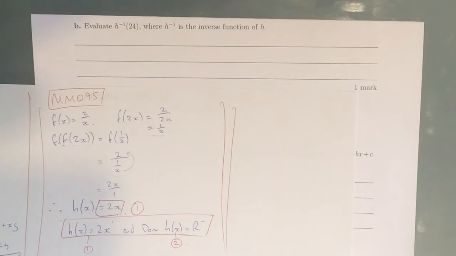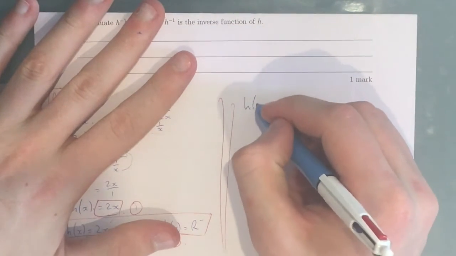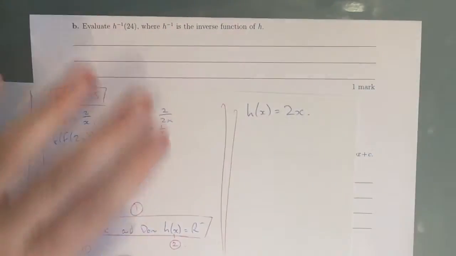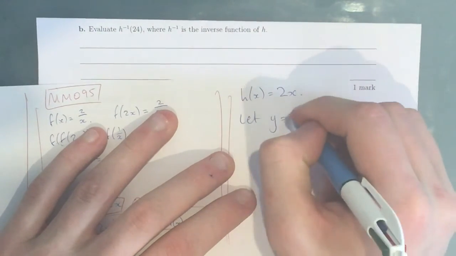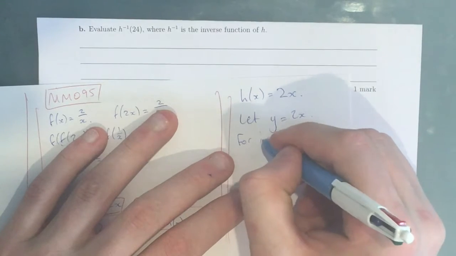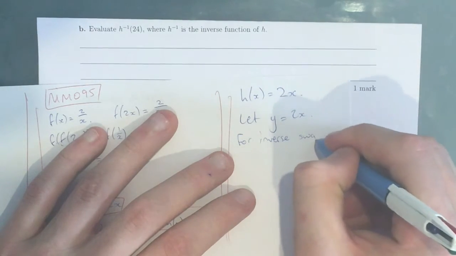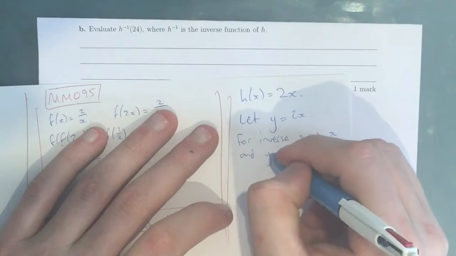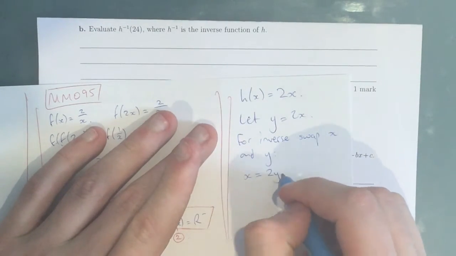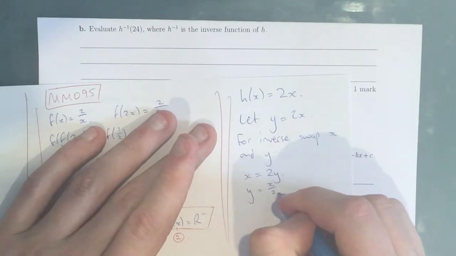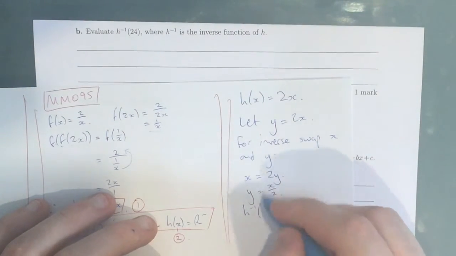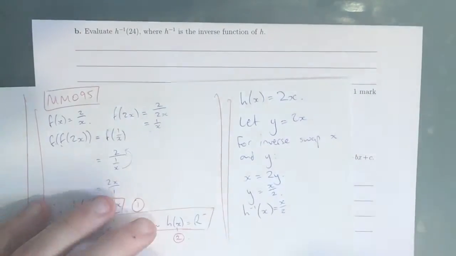Now moving on to question B, what we now need to do is evaluate h inverse of 24, so the inverse of h where x equals 24, where inverse of h is the inverse function of h. So we know from our previous answer that h of x equals 2x, so we let y equal 2x, and for the inverse, this is a pretty straightforward inverse, swap x and y. So we swap x and y, get x equals 2y, which means that y equals x over 2, which means that the inverse of h equals x over 2.